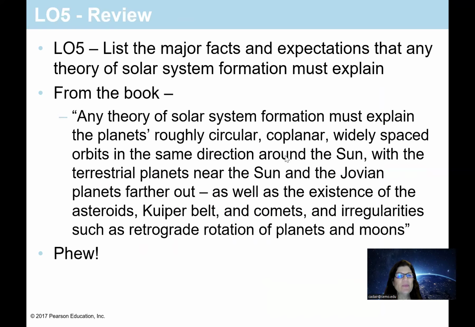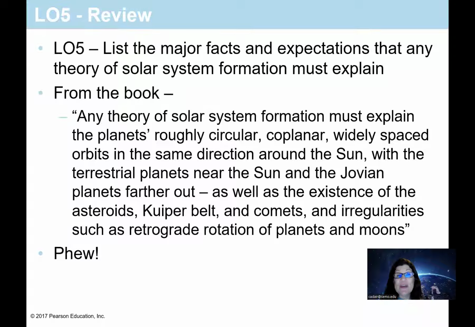All right, list the major facts and expectations that any theory of solar system formation must explain. So I just took this directly from the book because it was kind of hard to capture it otherwise. Any theory of solar system formation must explain the planets' roughly circular, coplanar (on the same plane), and widely spaced orbits in the same direction around the sun, with the terrestrial planets near the sun and the Jovian planets farther out, as well as the existence of asteroids, Kuiper belts, comets, and irregularities such as retrograde motions of planets and moons. Phew, what does that mean?